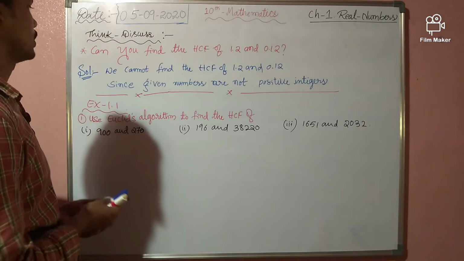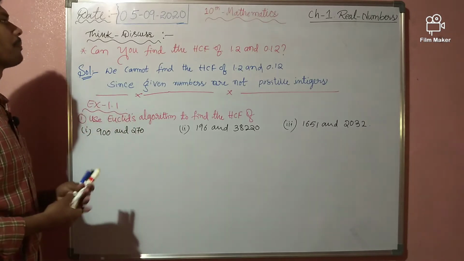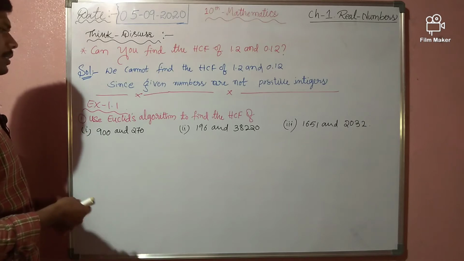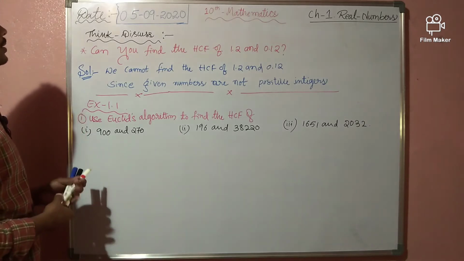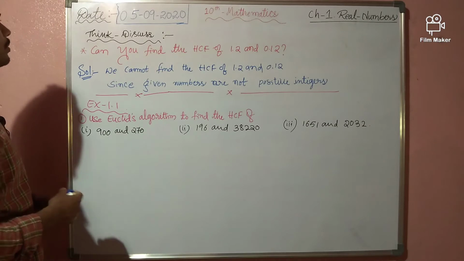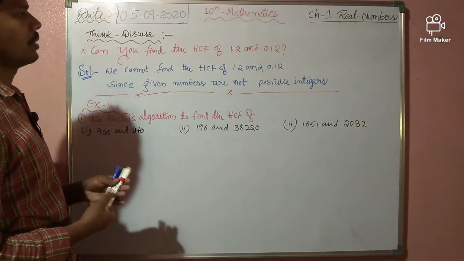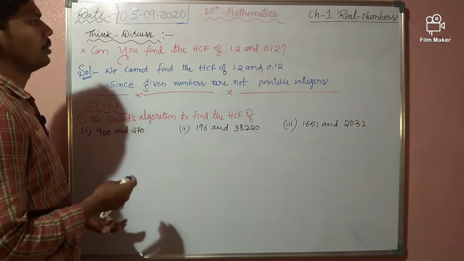So earlier we have discussed Euclid's division lemma. From that we have discussed these problems. Next, think and discuss on page number 5. The question is: can you find the HCF of 1.2 and 0.12?